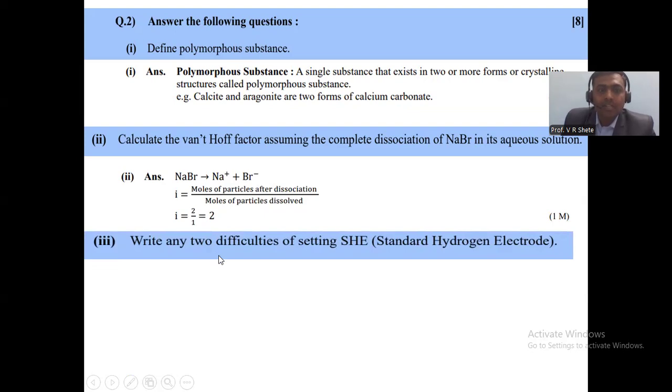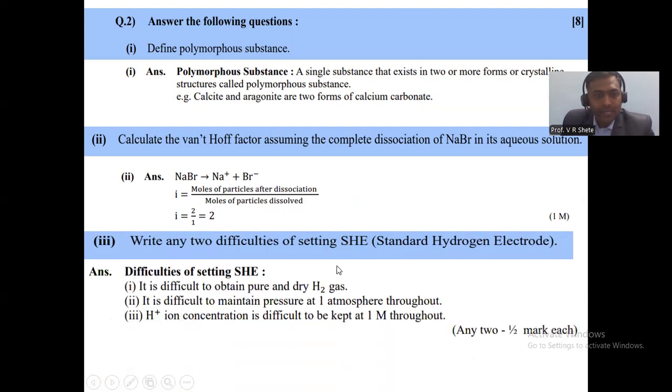Next. What are the difficulties in setting up SHE? SHE is the standard hydrogen electrode. There are 2 to 3 difficulties. You have to write down any 2 for 1 mark. The first one is that it is difficult to obtain pure hydrogen gas. Second, it is difficult to maintain atmospheric pressure. The third one, H plus ion concentration is difficult to keep at 1 molar throughout the apparatus. So it is very difficult to maintain the 1 molar concentration.